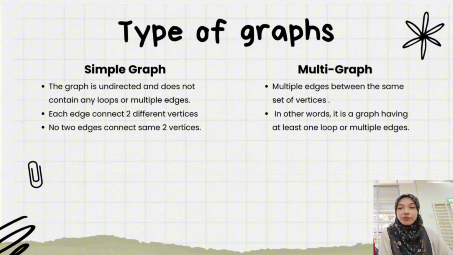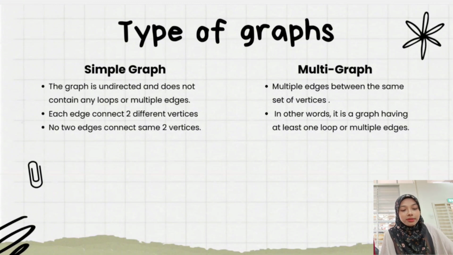Okay, so let's move on to the next, which is types of graph. The first graph that I'm going to explain to you is a simple graph. A simple graph is undirected and does not contain any loops or multiple edges. Each edge connects two different vertices. No two edges connect the same two vertices.